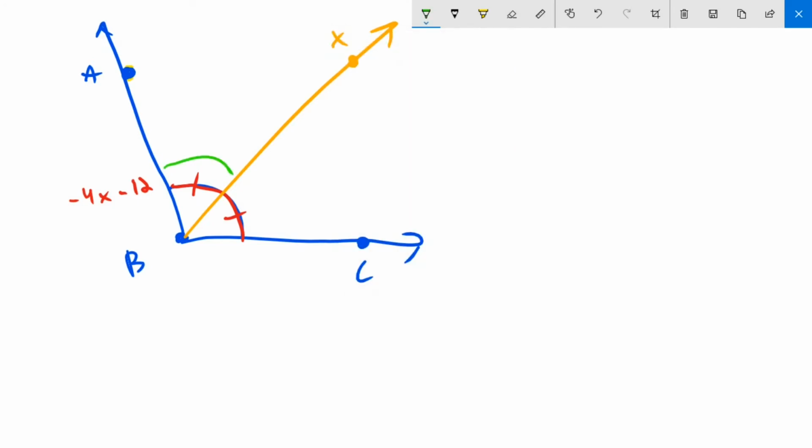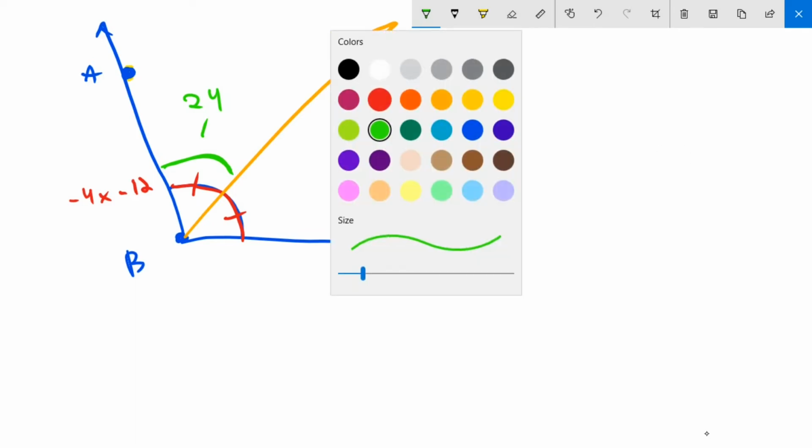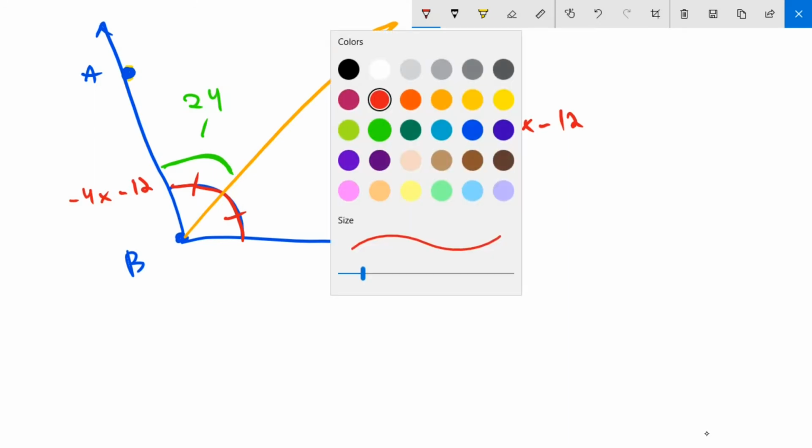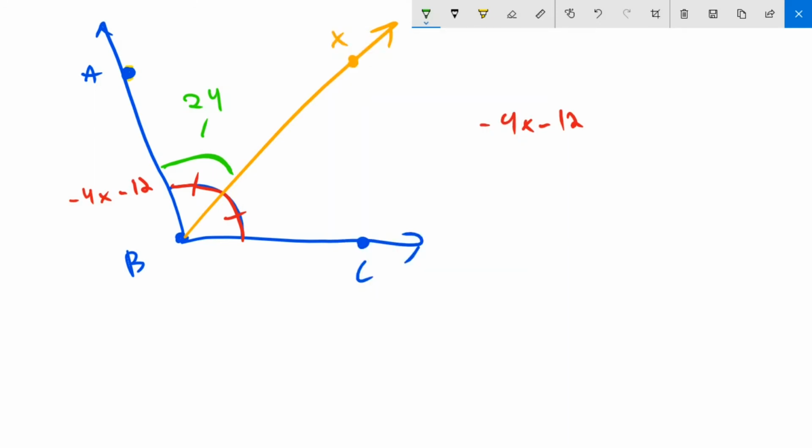We also know that the measure of angle ABX, just this half right here, is 24. So if the whole thing is negative 4x minus 12, and this half is 24, what's the other half? Since it's exactly half, it's equal to the measure of angle ABX, so it's 24 as well. That means the whole thing would be 48. So we set negative 4x minus 12, the measure of the whole angle, equal to 48. Now we can solve for x.